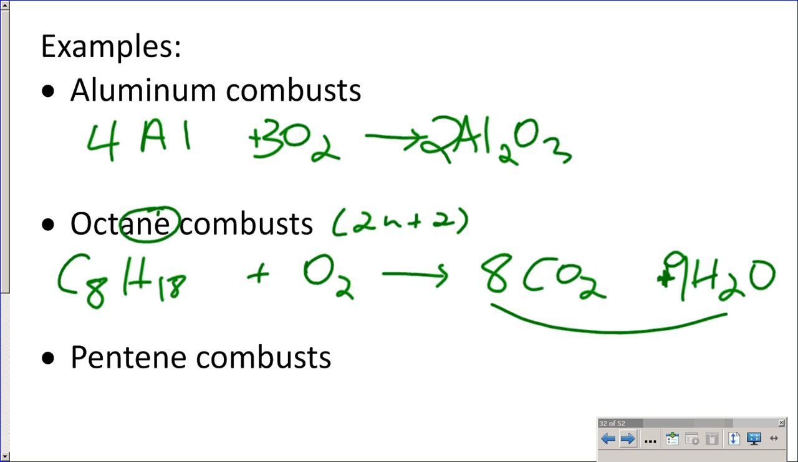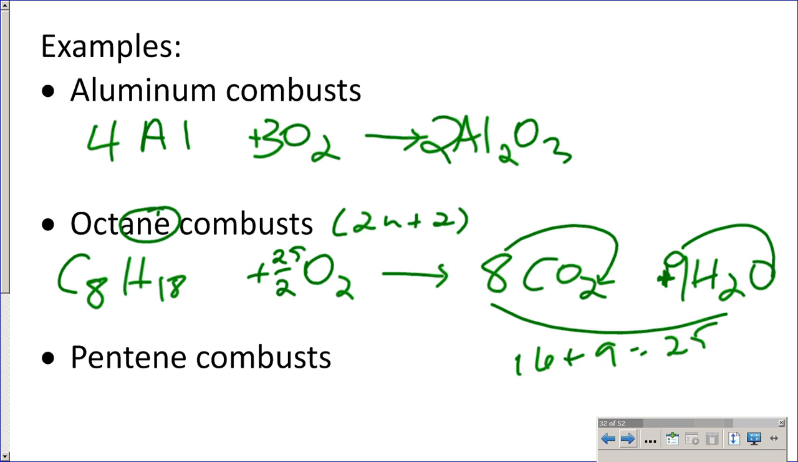25. 8 times 2. Don't forget the subscript. So that's 16 plus 9 times 1, 25. All right. So how am I going to get 25 out of 2 here? Multiply by 12.5, or 25 over 2. 25 over 2 is 12.5. I'm just trying some new stuff, just to keep it interesting.